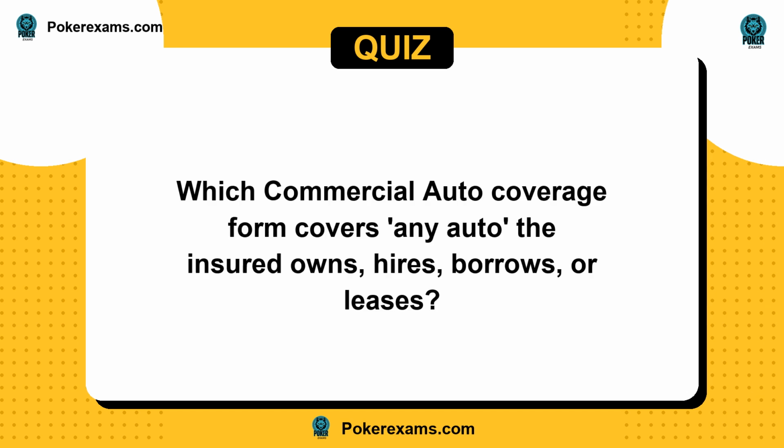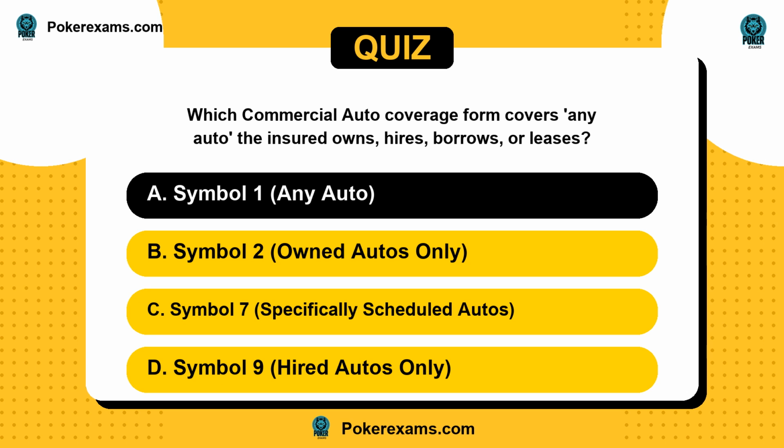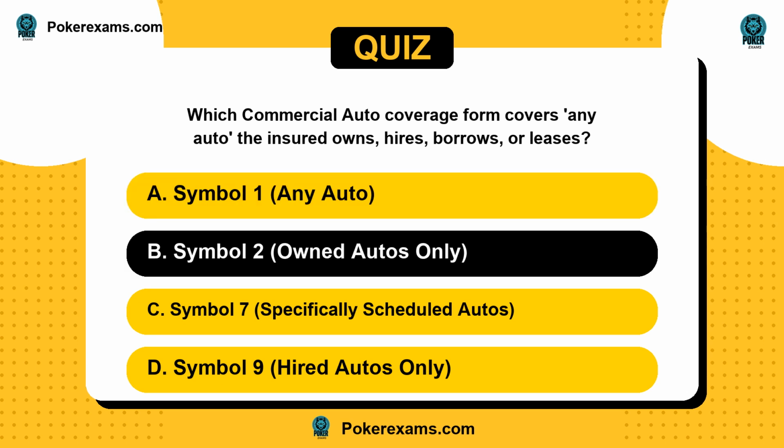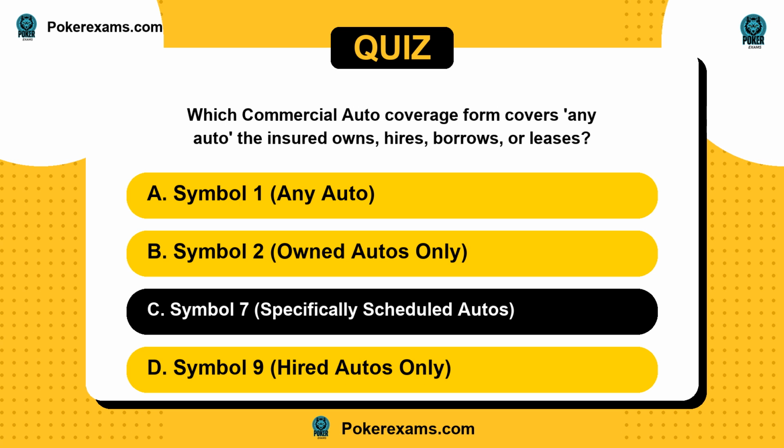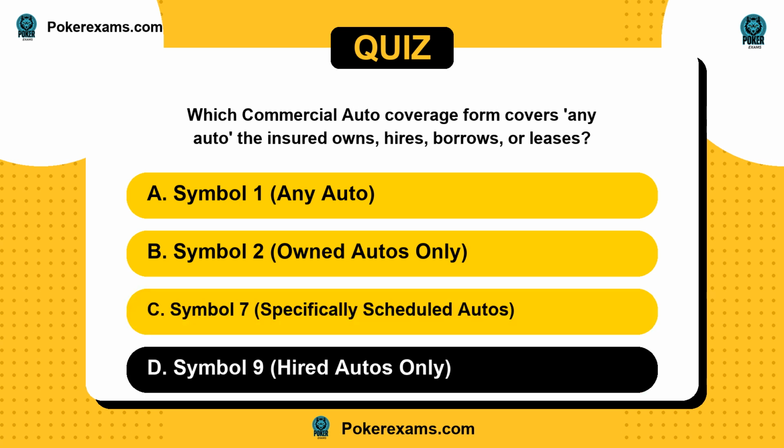Next question. Which commercial auto coverage form covers any auto the insured owns, hires, borrows, or leases? Is it A, Symbol 1, any auto? Or B, Symbol 2, owned autos only? C, Symbol 7, specifically scheduled autos? Or D, Symbol 9, hired autos only?